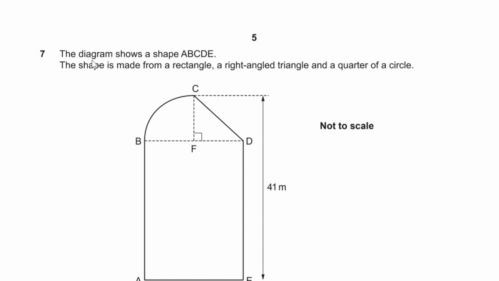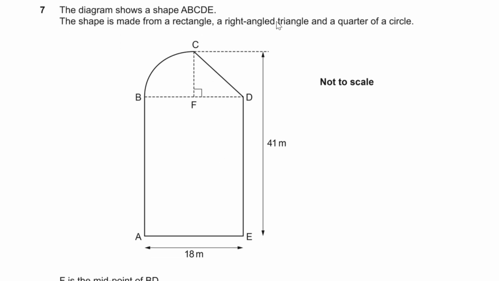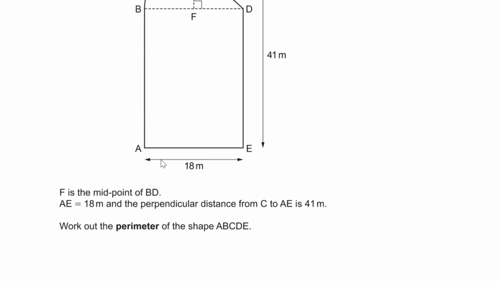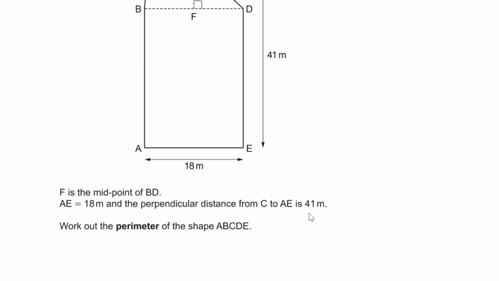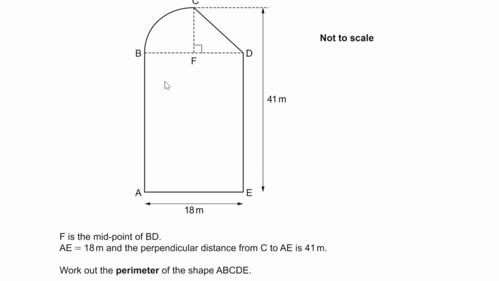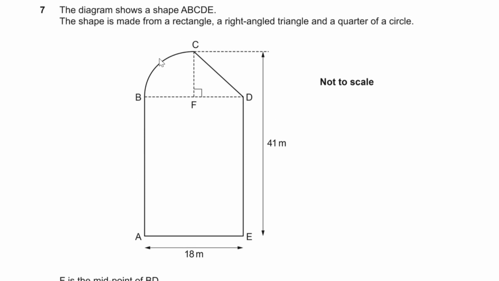Question number 7. The diagram shows a shape ABCDE. The shape is made from a rectangle, that's what we see here, a right angle triangle, that's what we see here, and a quarter circle, that's what we see here. F is the midpoint of BD, and AE is equal to 18 meters, and the perpendicular distance from C to AE is 41 meters. We have to work out the perimeter of the shape ABCDE. Well, what we need to do first of all is find out the missing lengths.